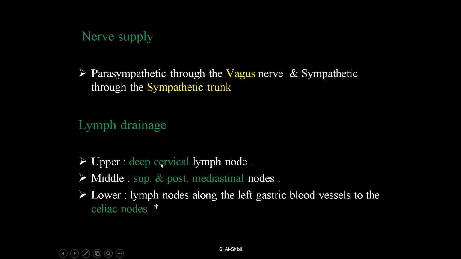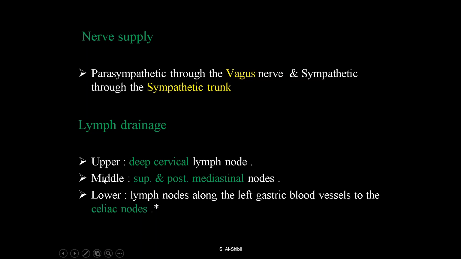So if your cancer is in the upper part of the esophagus, the incision is quite different. You do a transverse incision in the neck, and you remove the affected part, and you must also go to the deep cervical lymph nodes to deal with these. Where are these lymph nodes? Along the internal jugular vein in the neck.